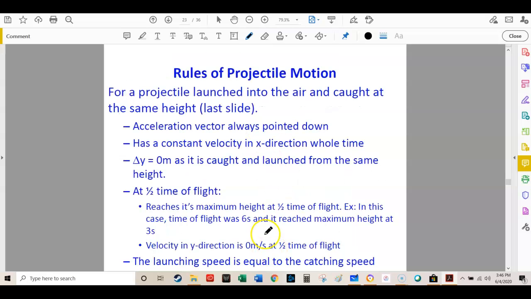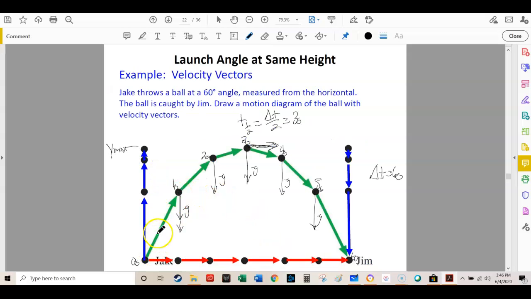Also notice that the length of this, its initial launching speed, is going to actually be the final overall velocity coming in. Those will be the same thing. It's just going to be directed downwards.